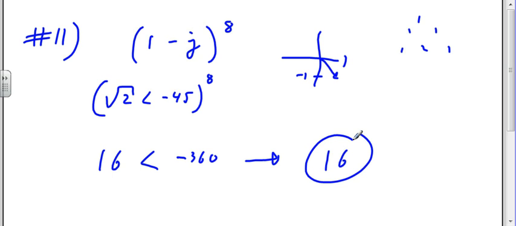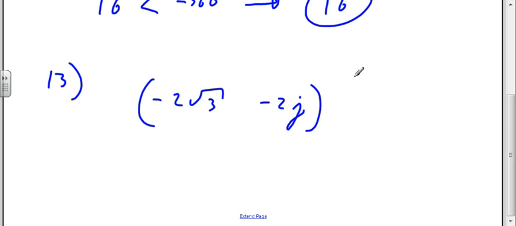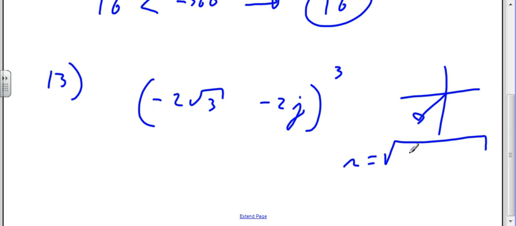Okay, so we'll do 13 next. 13: minus 2 square root of 3 minus 2j, cubed. All right, well, we could almost do this manually, but we're not going to. So what is this? This is a third quadrant number sitting there, like that. And R is going to be square root of 4 times 3 plus 4 more. 12 plus 4 is 16, so R is equal to 4.